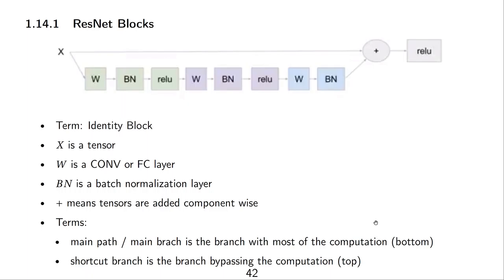This block takes a tensor X as input and it outputs another tensor. So here is the input, and then we see two branches. The tensor can travel on the top branch along here, and this is the shortcut. This is also called the shortcut branch that bypasses the computation. And the bottom, this is where the computation happens. This is also called the main path or the main branch.